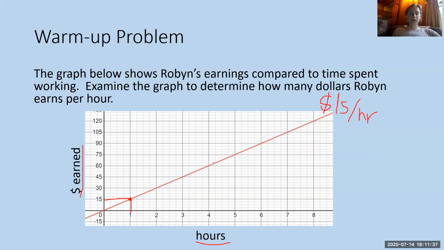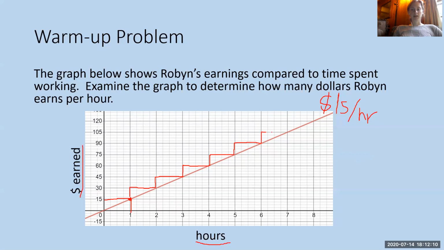So you can also see that on the rest of the graph here, if you look at how much her earnings increase each hour, you will see that the earnings increase by $15 every hour, right? So after 2 hours, she has $30. She's gone up by $15. After 3 hours, she has $45. So she's gone up by $15 again. So every time we go up an hour, we go up by $15.